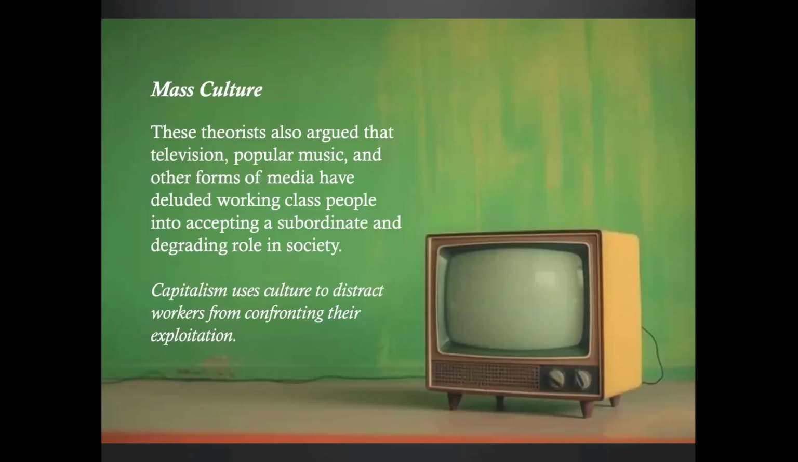So mass culture plays a role in this. And you think about TV and now, of course, Adorno never dreamed of the internet, but the internet and the mass culture that we consume. So television, popular music, other forms of media delude the working classes. They act as a way to subjugate the working class. They delude the working classes into accepting a subordinate and degrading role in society. There's no alternative. And they buy into this. So capitalism uses culture to distract workers from confronting their exploitation.